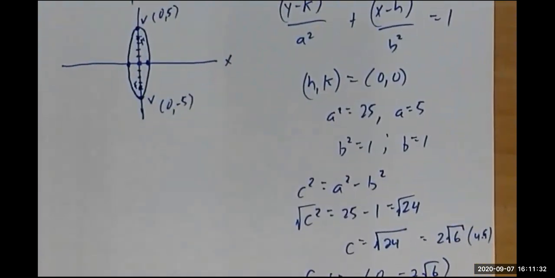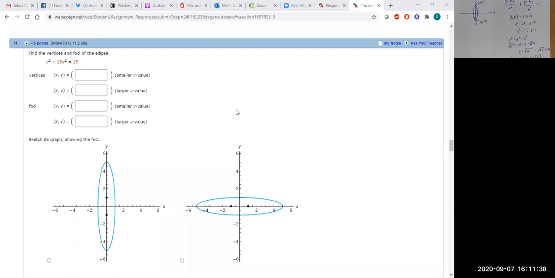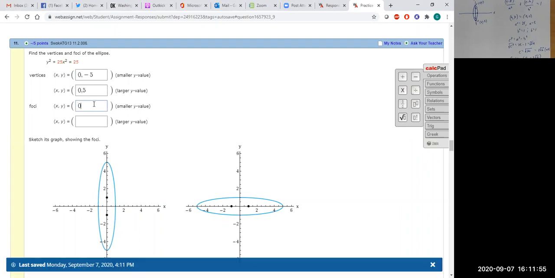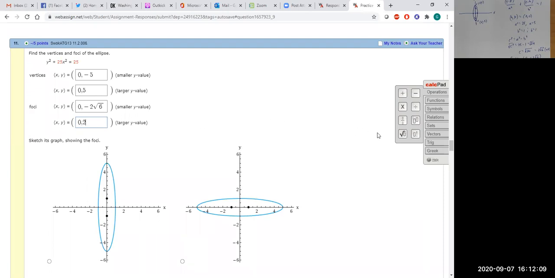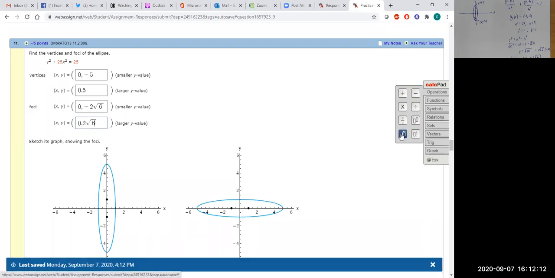Let's go back. So vertices, the smaller y value, (0, -5). The larger y value, (0, 5). The smaller y value for the foci, (0, -2 square root of 6), and then (0, 2 square root of 6).